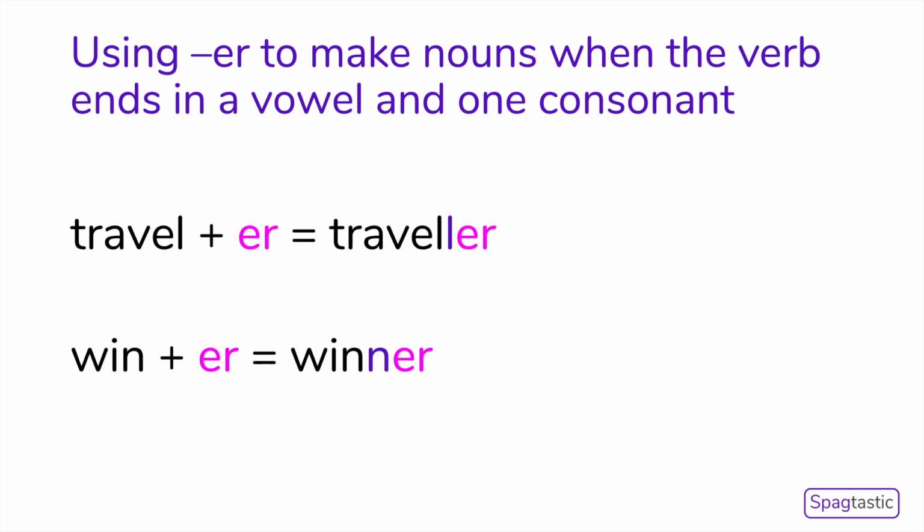In the last example, we have the word win. Win ends in the vowel I and a consonant N. So we need to double that consonant N and add -er. Winner is spelt W-I-N-N-E-R.